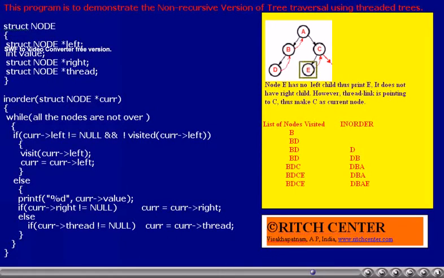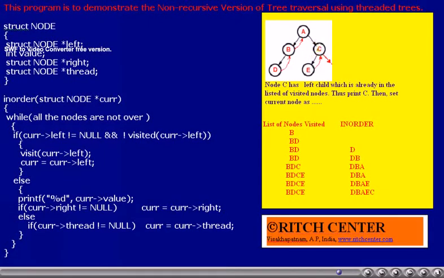Node E has no left child, thus print E. Also E doesn't have any right child. However, the thread link is pointing to C, thus make C the current node. Node C has a left child, which is already in the list of visited nodes, thus print C. Then set the current node to something else.